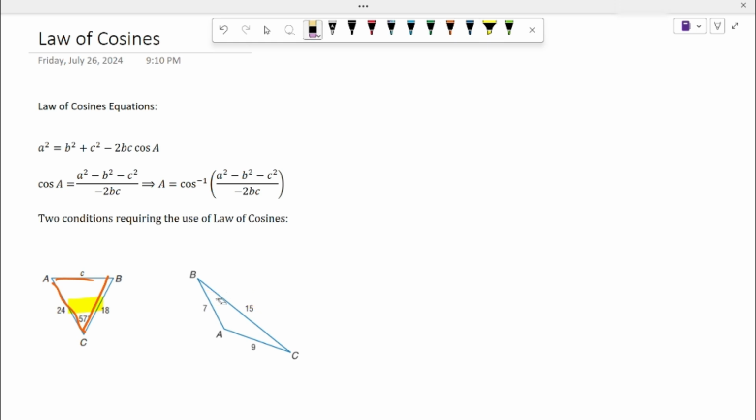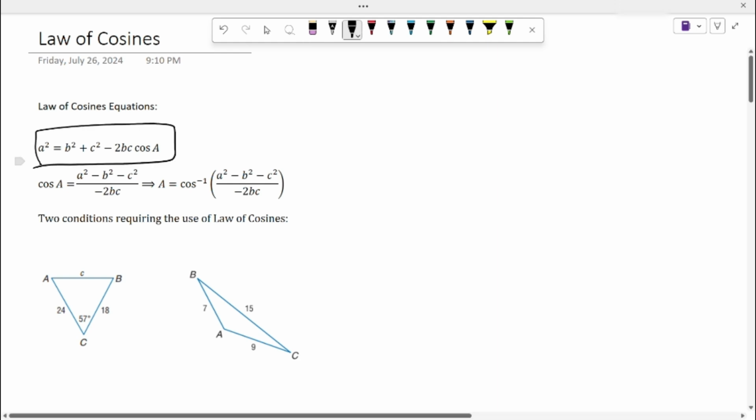All right, and then we have the formula for law of cosines. This is the big major formula that is doing everything in this section. It says a squared equals b squared plus c squared minus 2bc cosine of A, where capital A is the angle and lowercase letters are the sides.